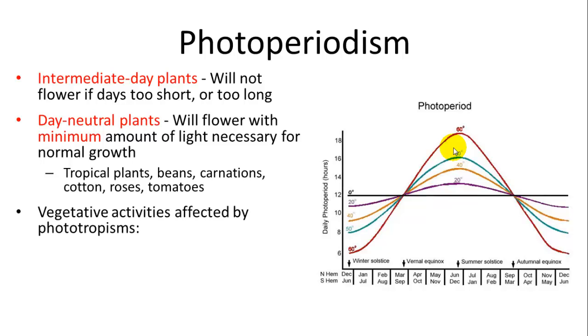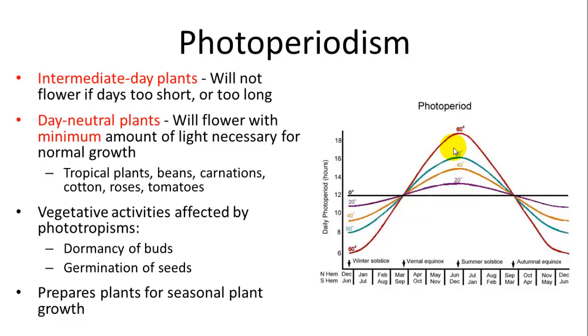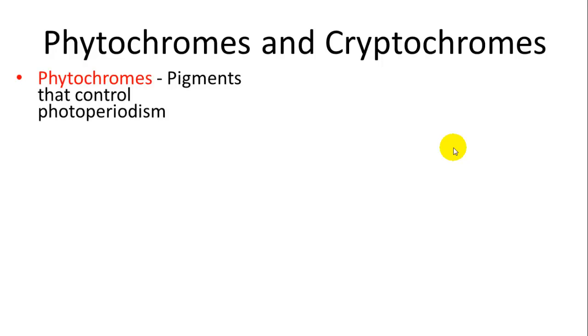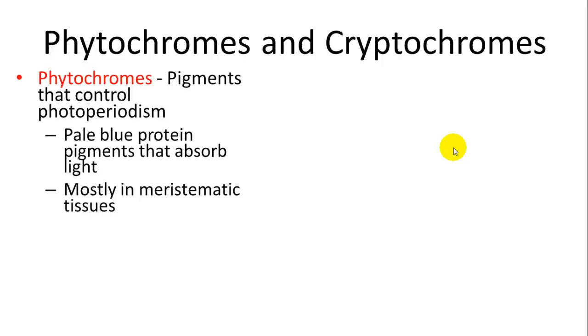There are lots of vegetative activities, so the growth of stems and leaves, which are affected by photoperiodism, including the dormancy of buds and the germination of seeds. And of course, this photoperiodism is where sunlight acts as a trigger to prepare plants for their seasonal growth. They want to grow in the summer and be dormant in the winter. So some of the things that can help with this dormancy or coming out of dormancy include chemicals called phytochromes and cryptochromes.